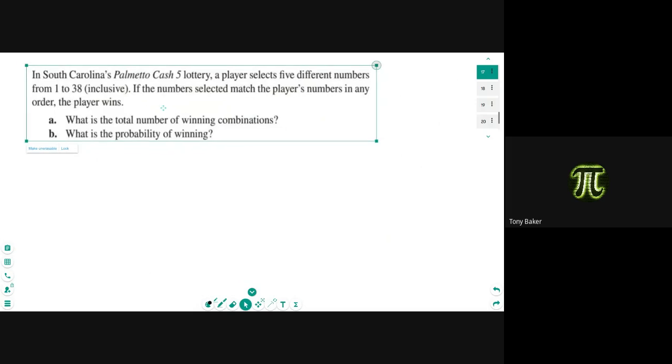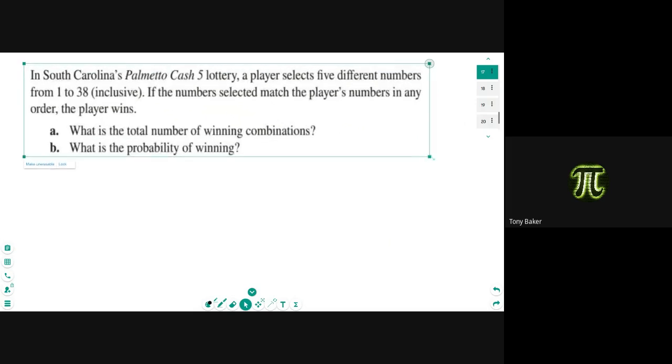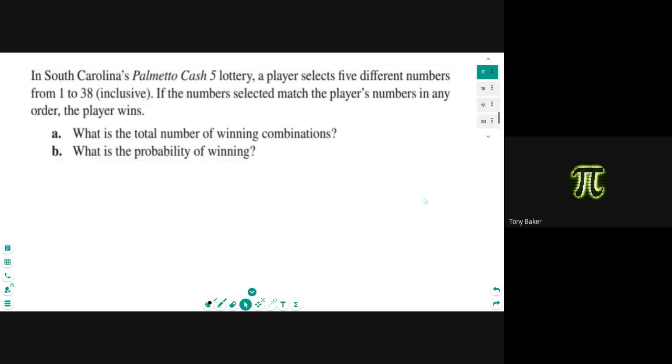So, in South Carolina's lottery, you're picking 5 different numbers from 1 to 38 inclusively. Very important in a second. If the numbers selected match the player's numbers in any order, the player wins. So, what is the total number of winning combinations?